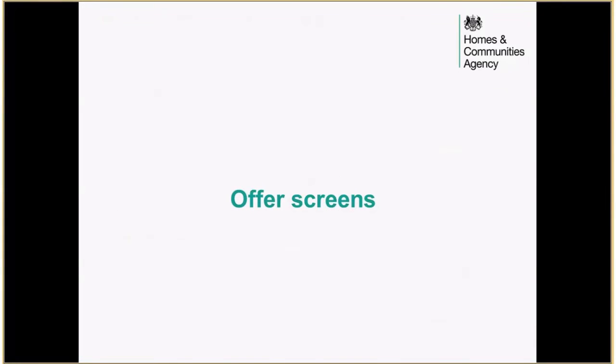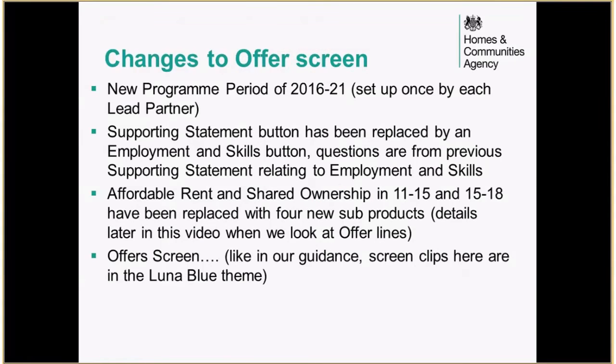Okay, so now the differences in the offer screens themselves. As I've already said, new programme periods. So anything that you're doing with an offer, make sure you pick up the 16-21 programme period and not any of the others that are there. On 15-18, you had a supporting statement button. For 16-21, that has been replaced by an employment and skills button. But the questions that you were asked on the previous supporting statement relating to employment and skills now appear here.